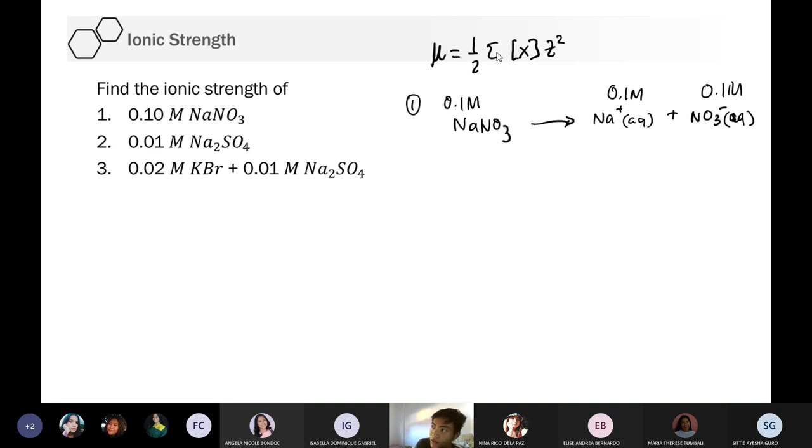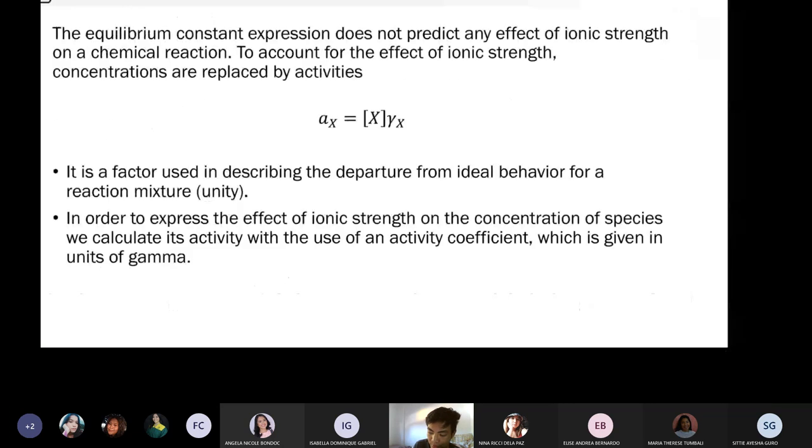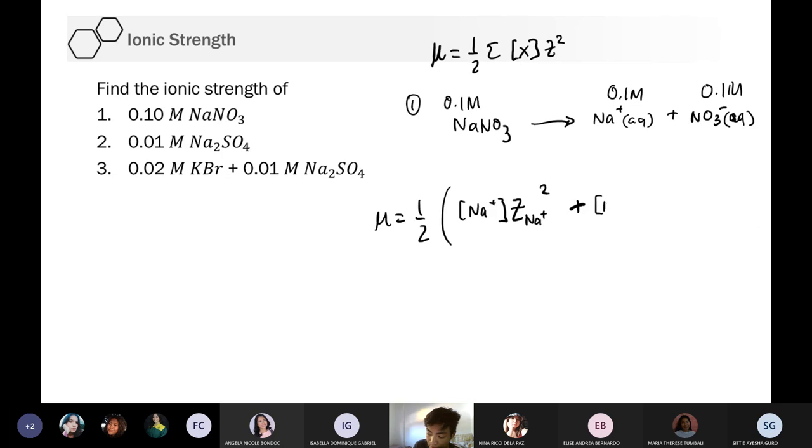So, sabi natin, mu is 1/2 the charge squared times the molarity of your ions. Ano yung ions natin dito? We have sodium, we have nitrate, no? So, ilista natin. Mu is equal to 1/2 molarity ng sodium, sulat natin, times yung charge ng sodium, yung Z ng sodium ion squared. Plus, ano pa yung isang ion? Yung nitrate. So, we have here the nitrate ions times its charge squared. Okay? So, ganito lang yung meaning ng equation na yan. You just add the molarity of your ions times its charge squared.